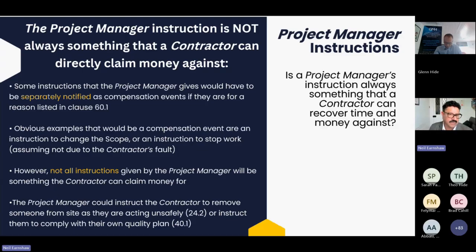So not all instructions will allow you to claim money. For example, the project manager could instruct the contractor to remove someone from site as they're acting unsafely, or instruct them to comply with their own quality plan. Assuming the project manager was right to do that, then that would not be a compensation event. Yeah, that's a real common one. And I do find some project managers are reluctant to give a contractor an instruction because they are fearful that the instruction is something they can recover. Or equally, the contractor thinks, oh, well, we got an instruction, so therefore we're covered.